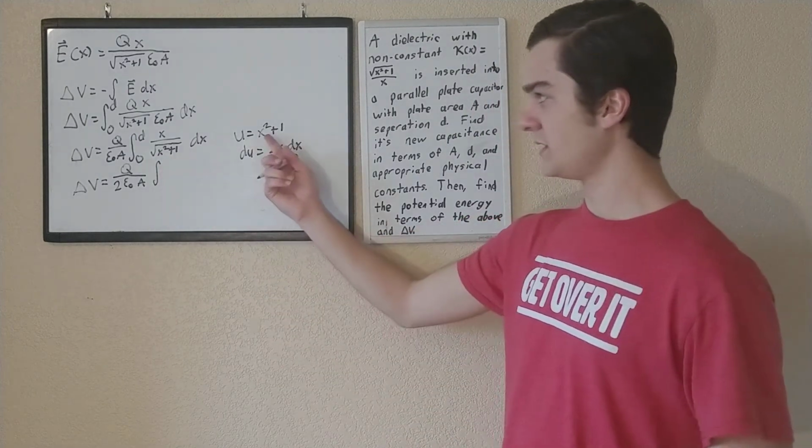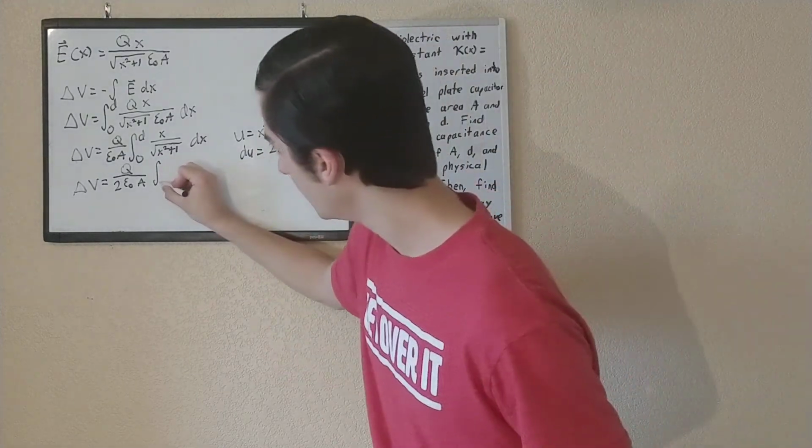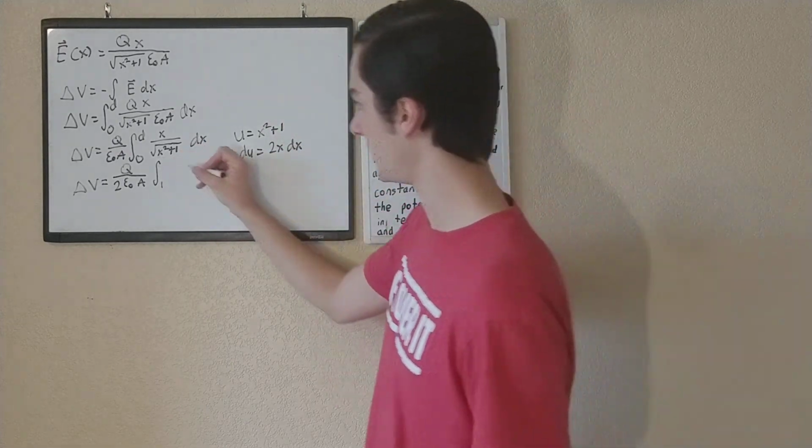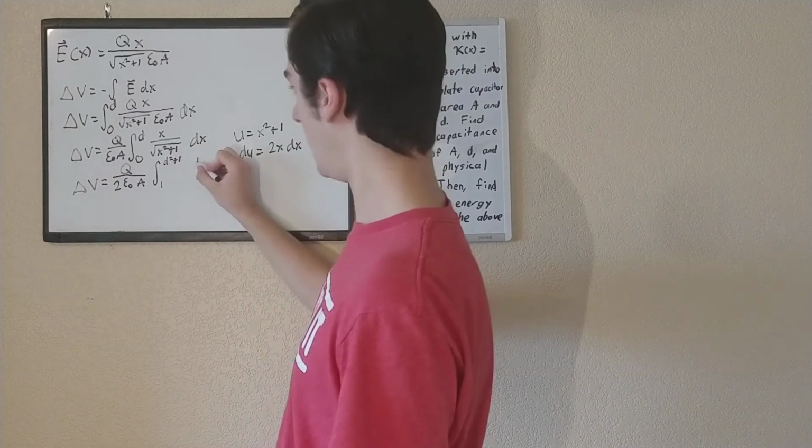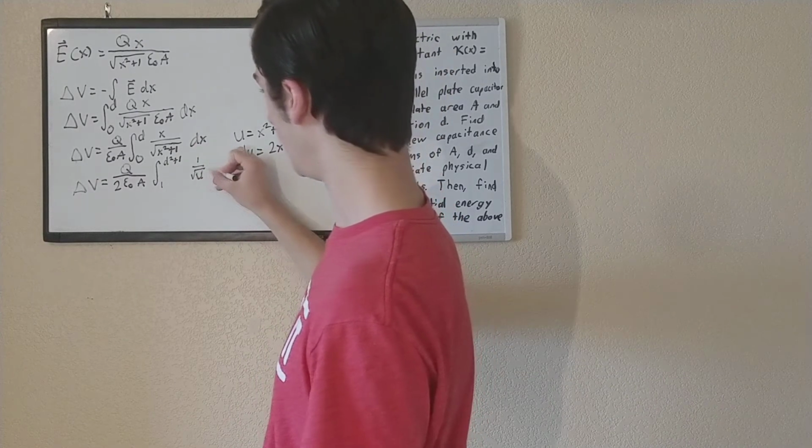So if we plug in 0 into u, we get 1. And if we plug in d, we get d squared plus 1. And we get the integral of 1 over the square root of u du.